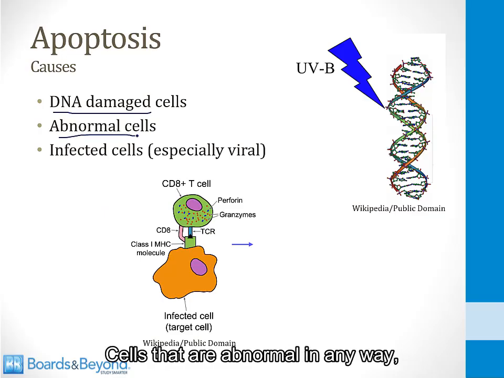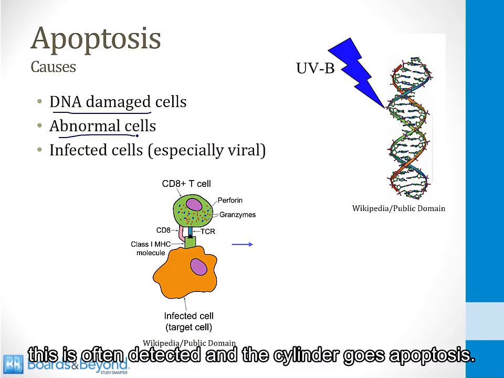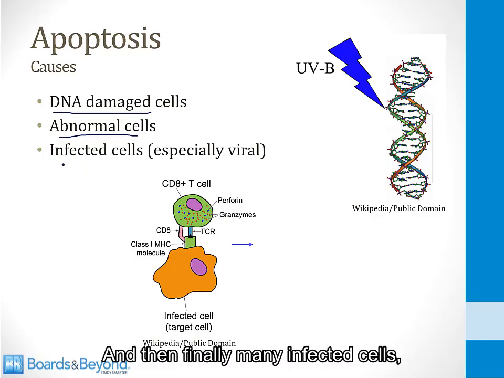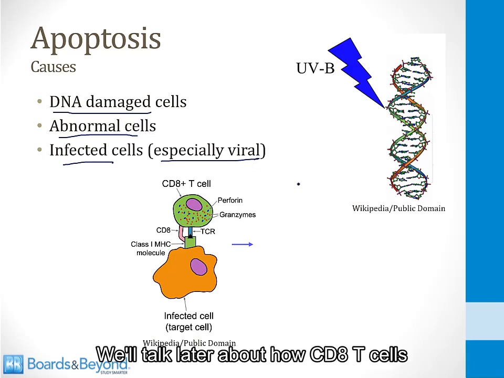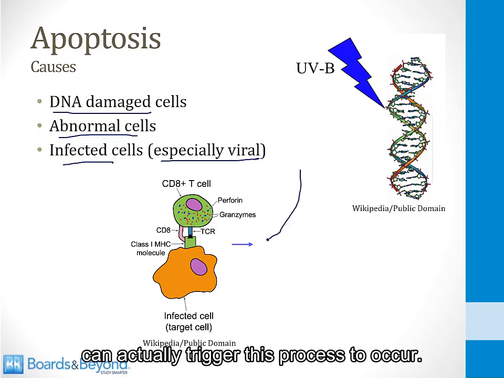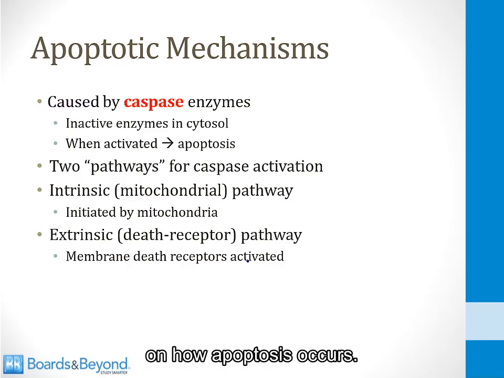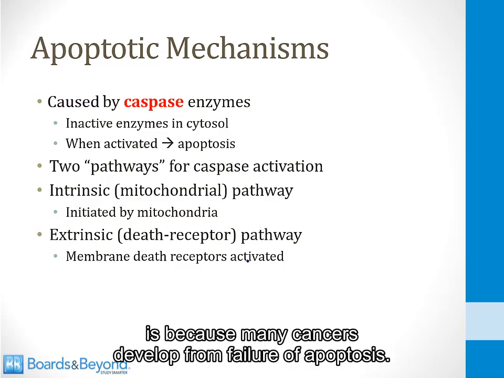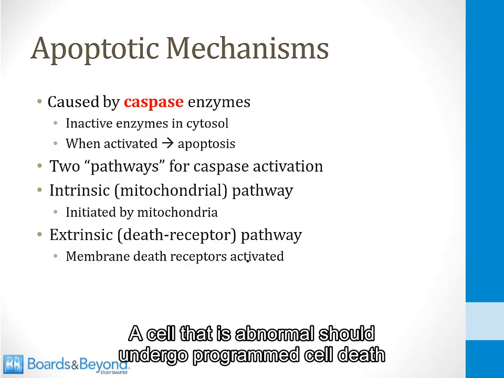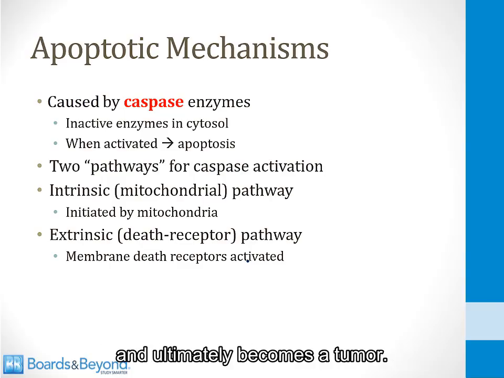Cells that are abnormal in any way, their machinery is off, their proteins are off, this is often detected, and the cell undergoes apoptosis. And then finally, many infected cells, especially those infected with a virus, will undergo apoptosis. We'll talk later about how CD8 T cells can actually trigger this process to occur. So there's lots of basic science literature on how apoptosis occurs. The reason this has been so heavily studied is because many cancers develop from failure of apoptosis. A cell that is abnormal should undergo programmed cell death, but this doesn't occur, and the cell is allowed to grow and multiply and ultimately becomes a tumor.